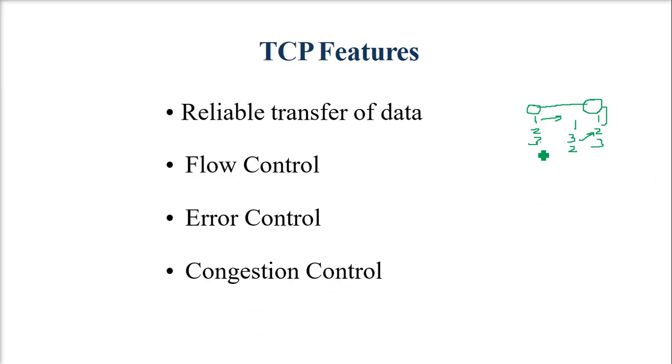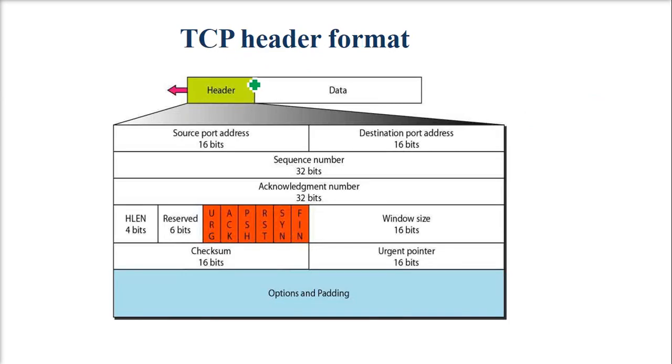Now, if so many packets, or so much content, is going, then there can be congestion. It is always possible in a network. So congestion control is also a feature of the transmission control protocol. The whole of your internet is on TCP.